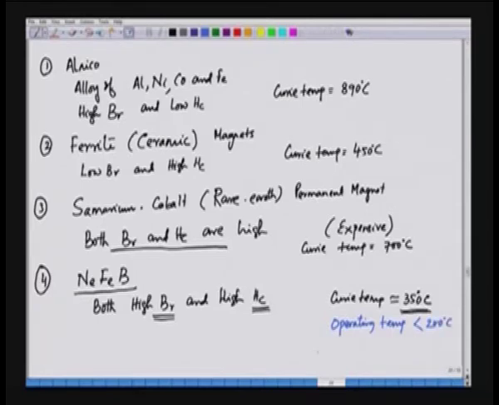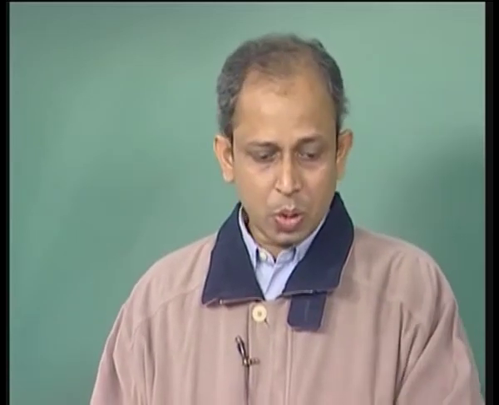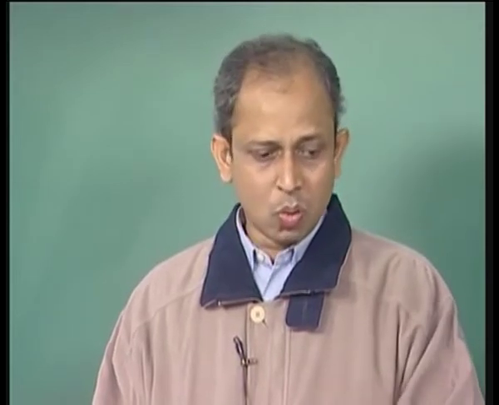So, although we have very high Br and very high Hc, we have a very low Curie temperature, and hence these are preferred in those applications where we know that the temperature will not be high. So, with this background, let us go forward.